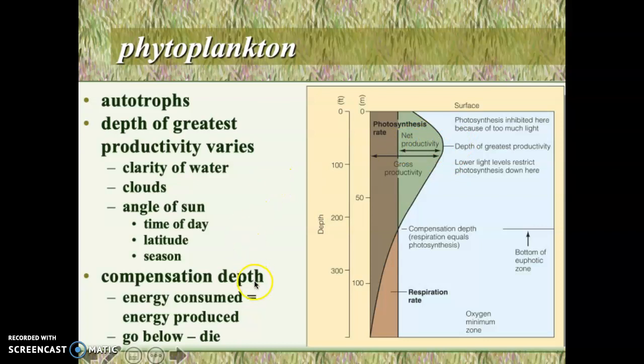You'll notice that there's actually a depth, we call it the compensation depth, below which the energy that a producer consumes at night, because remember they can only photosynthesize when it's light out, exceeds what they produce during the day. So if one of these phytoplankton or a photosynthesizer goes too deep, they basically starve overnight. So that's the compensation depth.